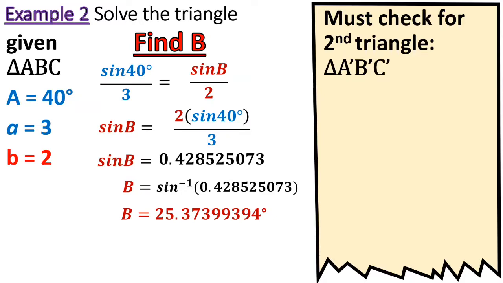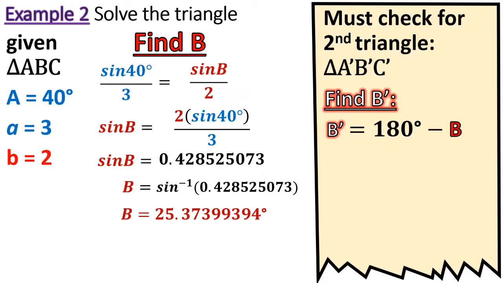The second triangle, if there is one, would be named triangle A prime, B prime, C prime. We begin as if there is a second triangle. To find angle B prime, we subtract the angle measure we found using the law of sines from 180 degrees, because these two angles are supplements. After we subtract, B prime is 154.626061 degrees.